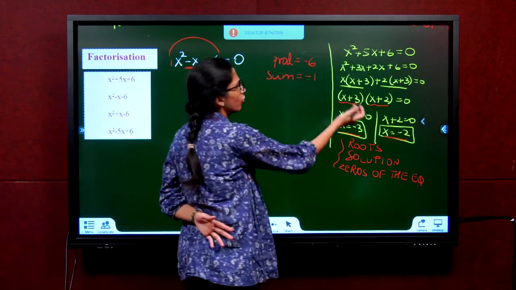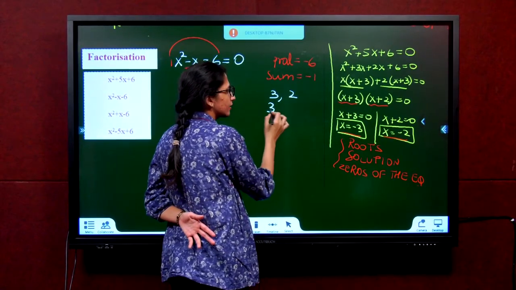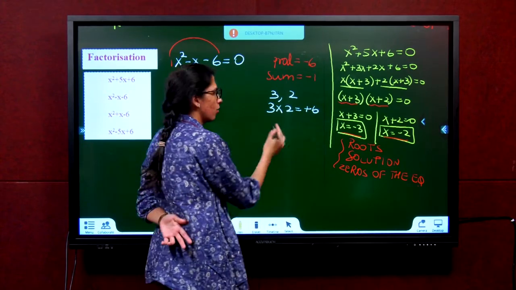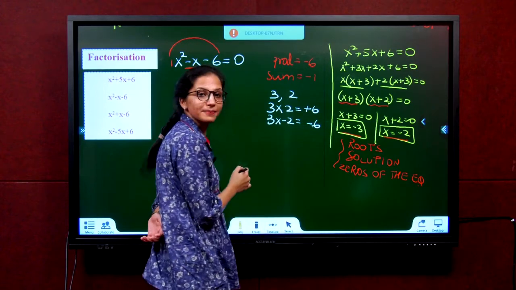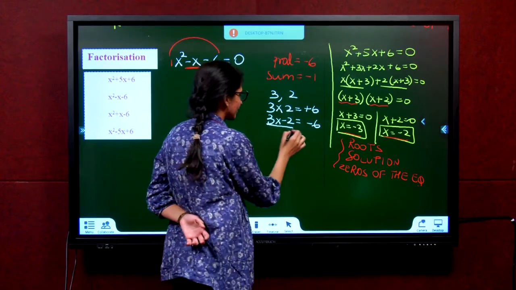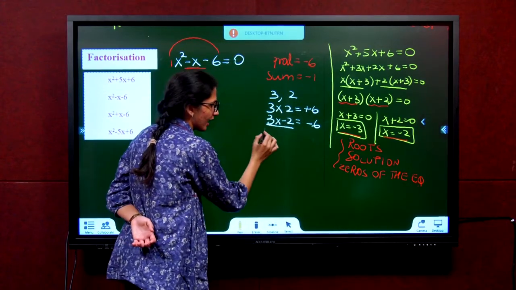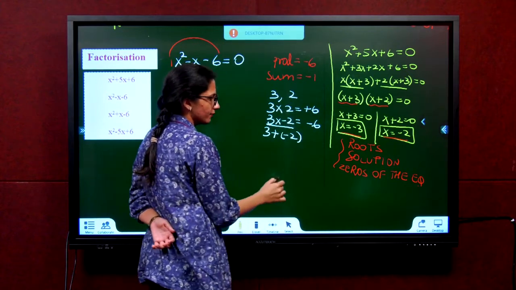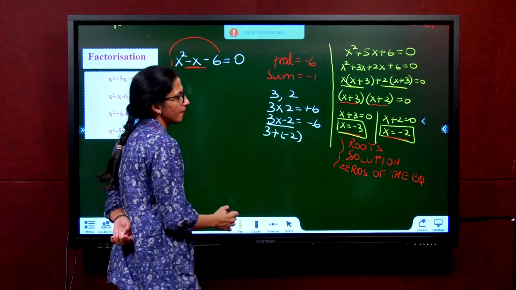Oh ma'am, we did 3 and 2 here. No, we can't do 3 and 2 again. 3 into 2 is plus 6, not minus 6. Okay, 3 into minus 2, minus 6. But is this the answer? If I add them, 3 plus minus 2, is the sum minus 1? No, it's not. So next possible case, what will you all tell me?